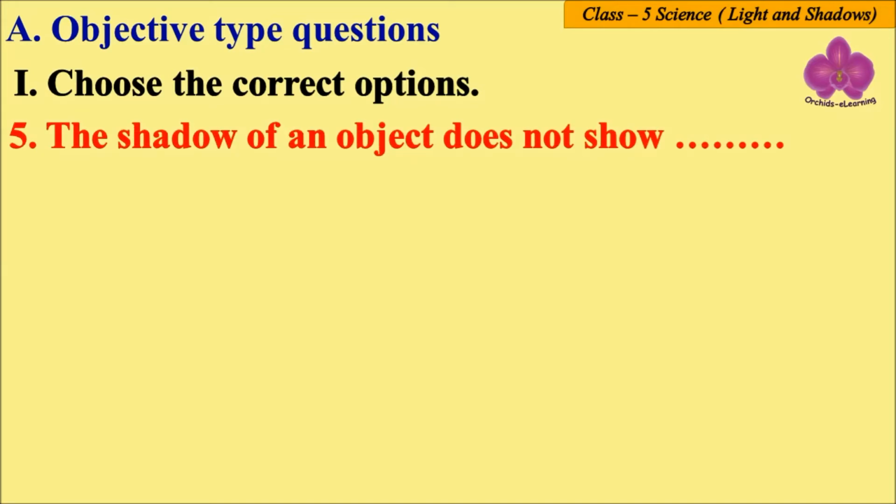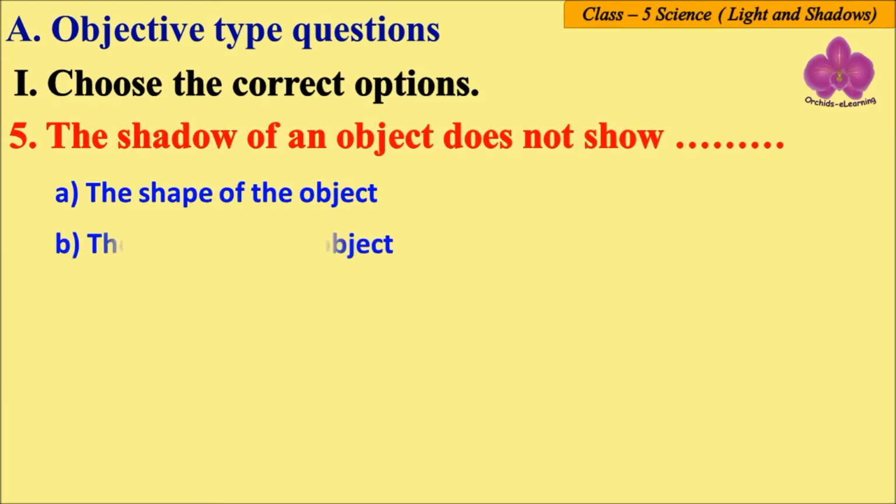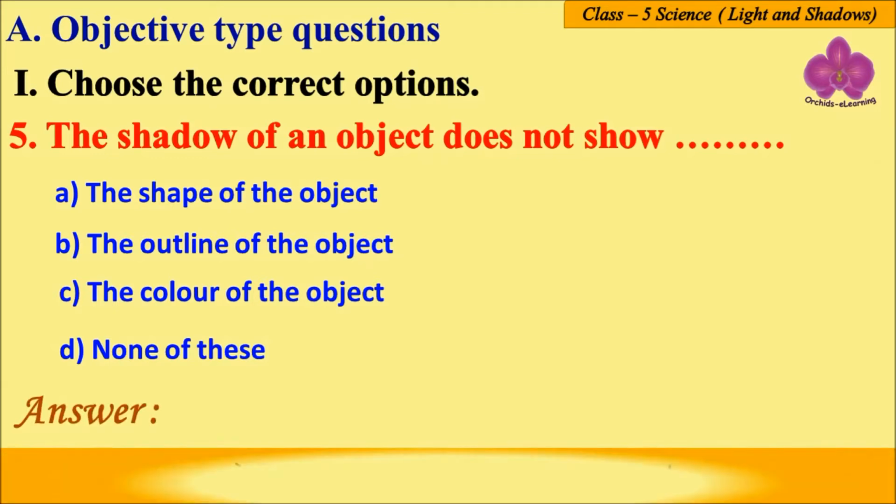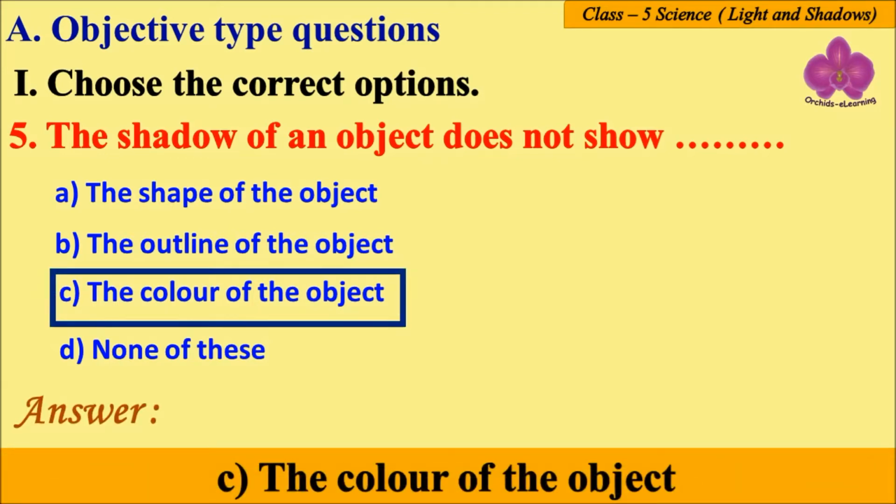Next, the shadow of an object does not show dash. A, the shape of the object. B, the outline of the object. C, the color of the object. And D, none of these. And the answer is C, the color of the object. A shadow doesn't show the color of the object because the shadow is always dark.